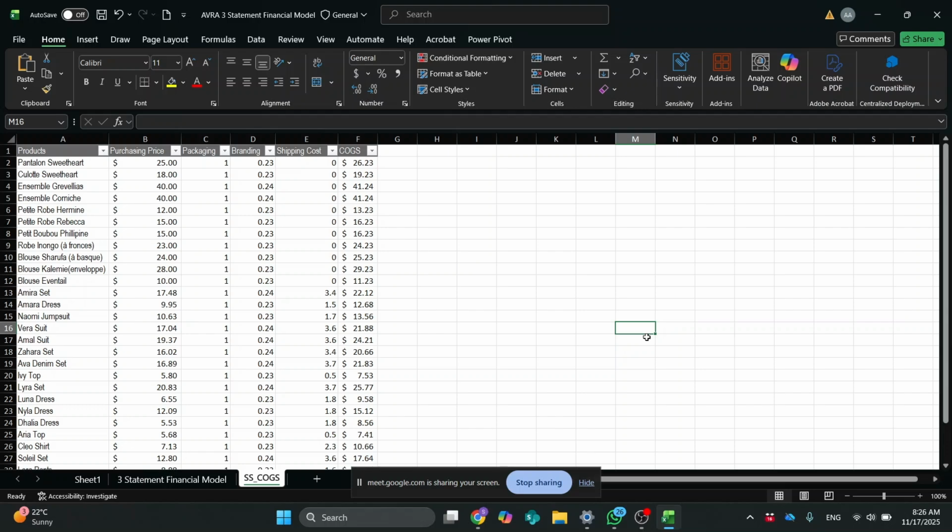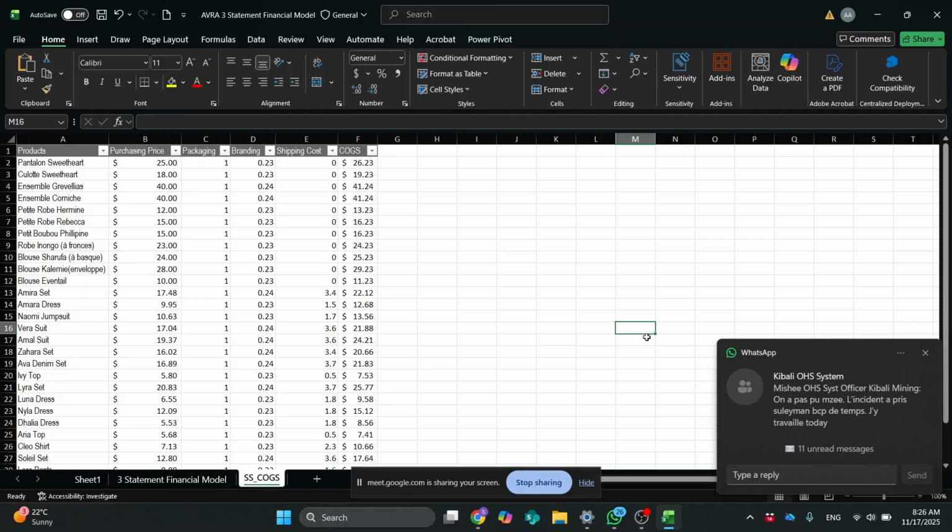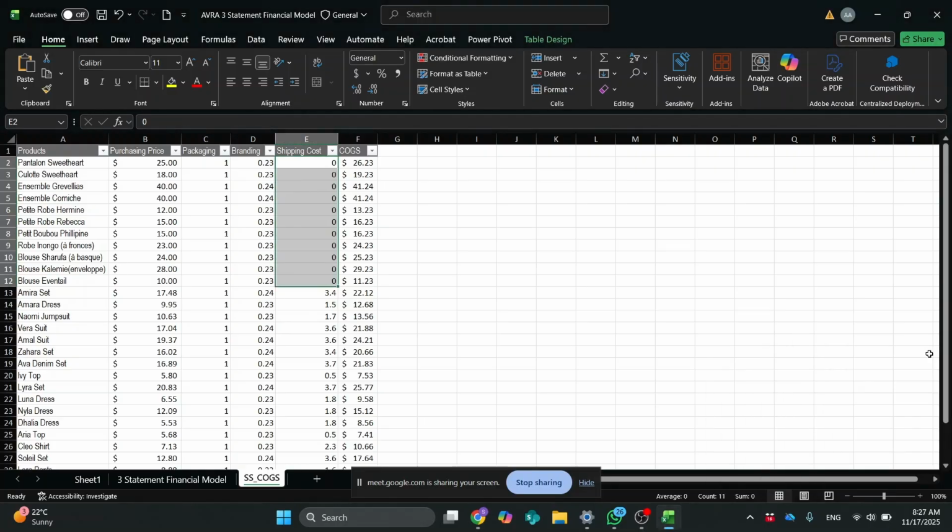Per product. Because when you're talking about the locally sourced products, we only have the material and the sewing, plus the ones for collection, the ones for deposit, and the ones for delivery.